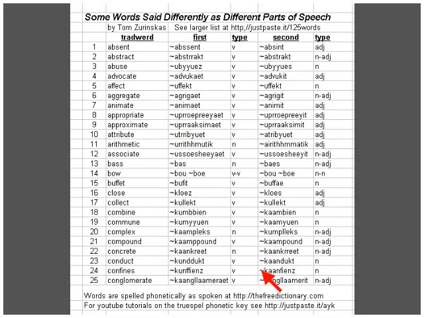And that's what it looks like, looking at the different ways you can pronounce the same word, but different parts of speech.